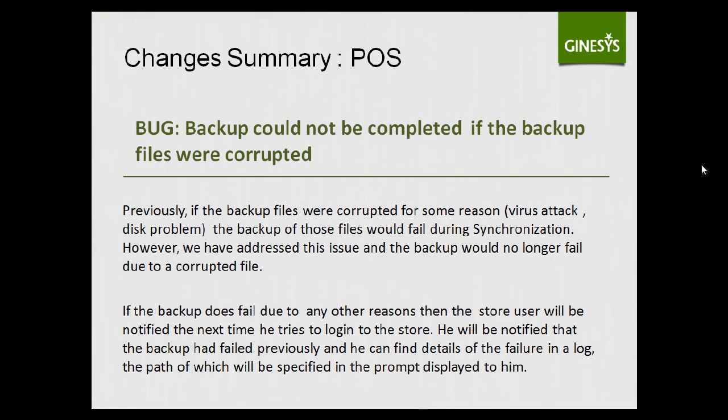If the backup does fail due to any other reasons, like not being able to find the secondary location or lack of disk space, then the user will be given an error message, and he will also be given an alert the next time he logs into the application, clearly stating that there was a failure. The reasons of the failure can be traced to a log, and the user can go to the log and look at the reasons why the backup failed.